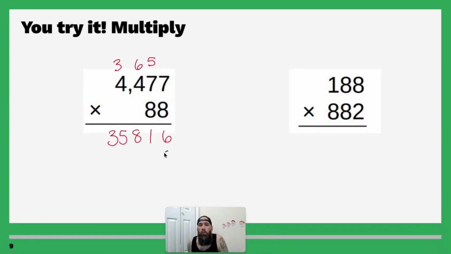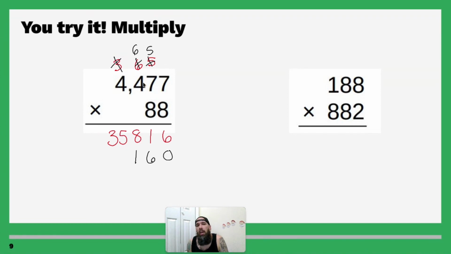Now we go to the next one, attach a 0, don't need you guys anymore. Okay. 8 times 7 is 56. Write out your 6, carry the 5. 8 times 7 is 56. 56 plus 5 is 61. Write out your 1, carry your 6.